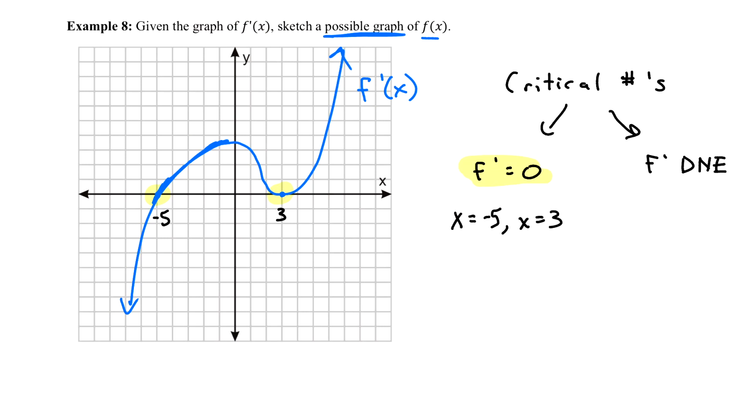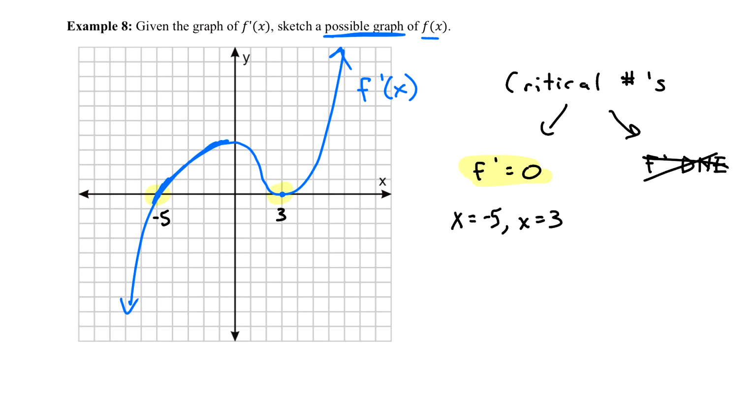The other case we need to consider is places where f prime does not exist. And just by looking at the graph of this, it doesn't appear that there's anywhere that f prime does not exist. So we don't really need to worry about this particular case in this problem. So we have our two critical numbers. We've got x equals -5 and we have x equals 3.